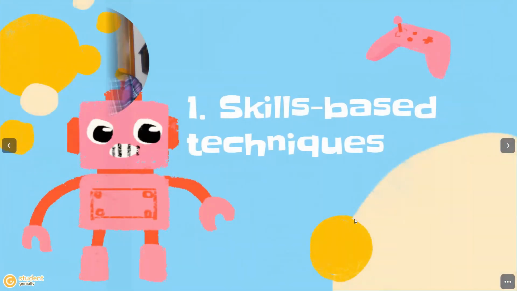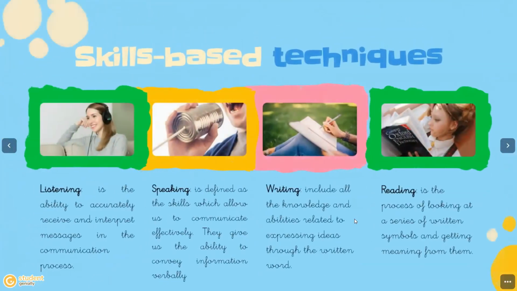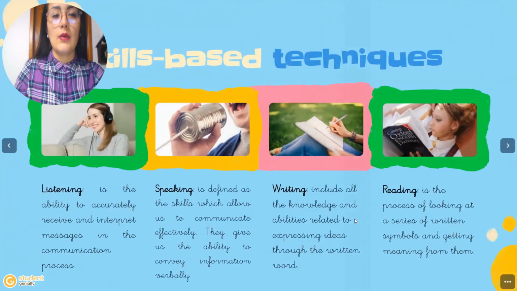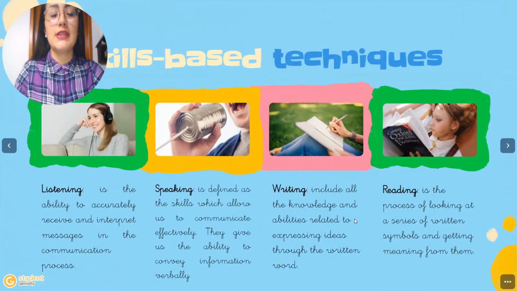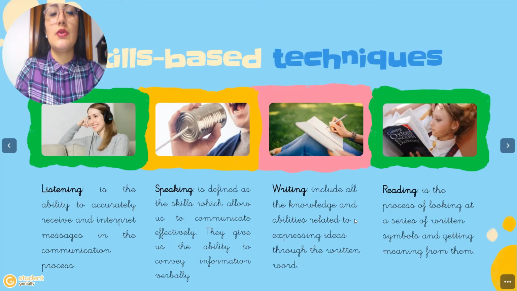Principles for designing techniques. While I'm explaining the techniques, you have the four skills. The first one, we have listening techniques. These techniques can develop acting on what they are listening to, choosing pictures, objects, and text, transferring information understood into a picture, and answering questions about the message.